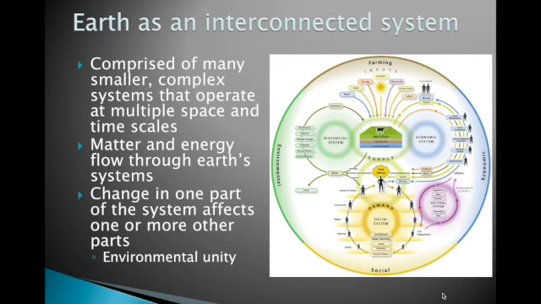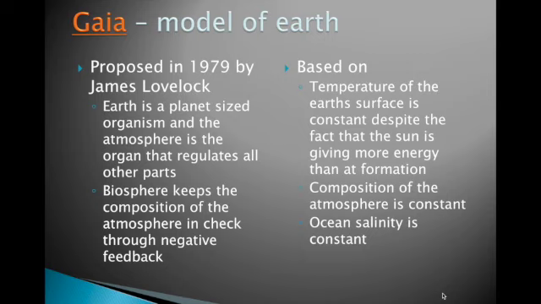Last thing I want to talk about here is Gaia. It's a model of Earth proposed in 1979 by James Lovelock. And it basically said that Earth as a whole is a living, breathing organism. Just like the cells make up your body and make up a whole of you, all of the different parts of Earth make up this living system called Gaia or Mother Earth.